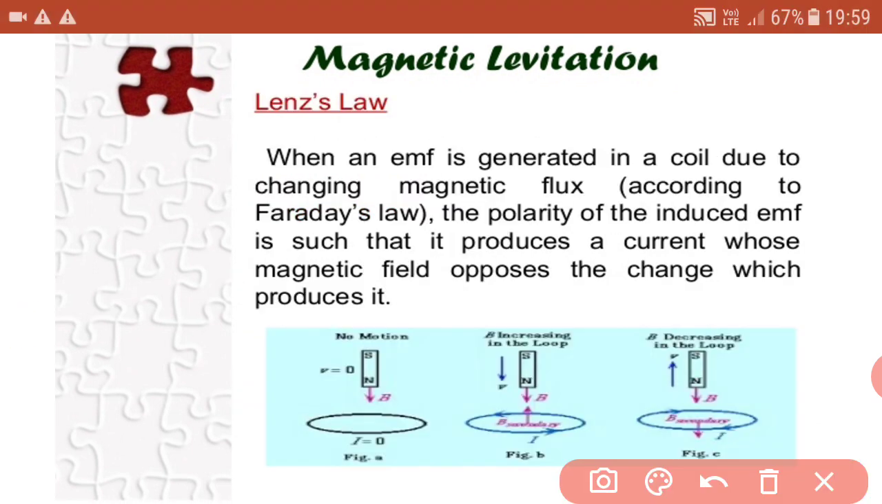Now another law is Lenz's law. What is Lenz's law? When an EMF is generated in a coil due to changing magnetic flux, which is Faraday's law, we have already seen that whenever there is a change in magnetic flux, an EMF is generated. The polarity of the induced EMF is such that it produces a current whose magnetic field opposes the change which produces it.